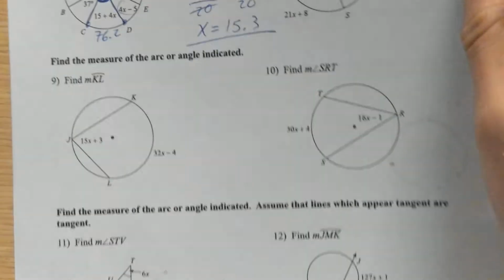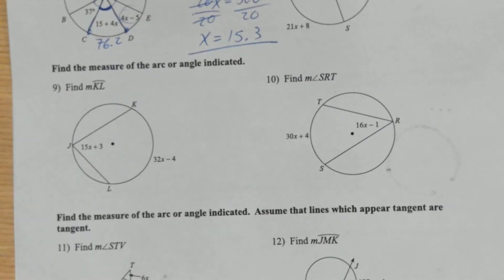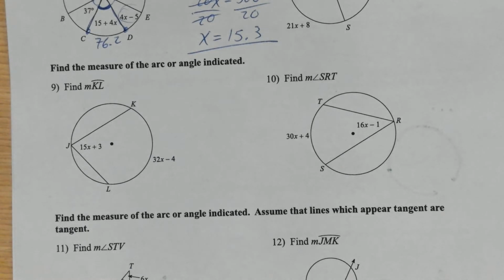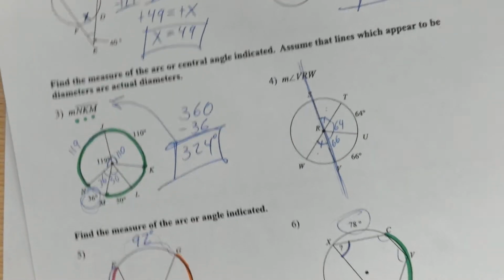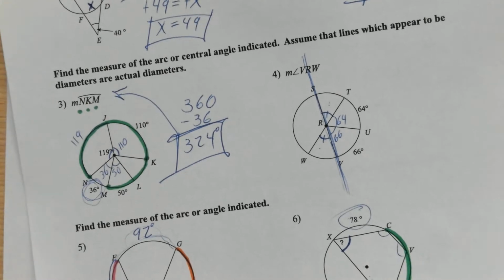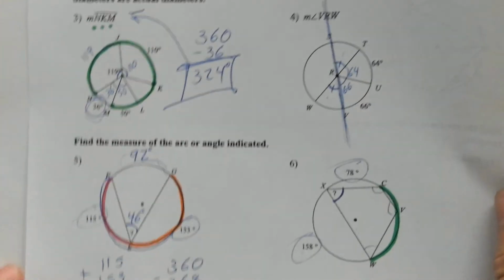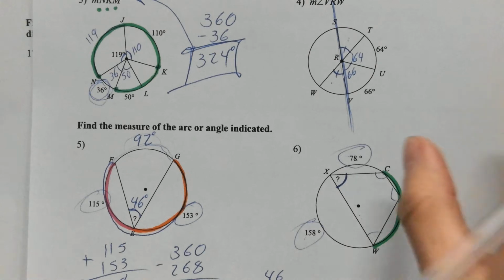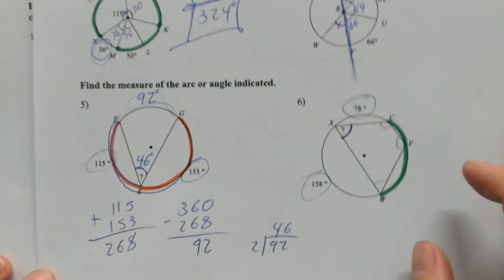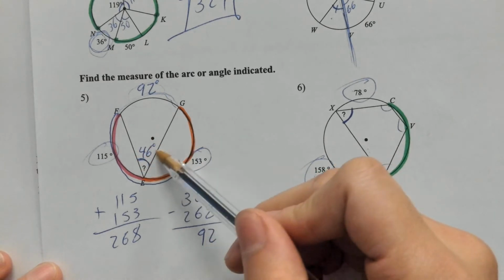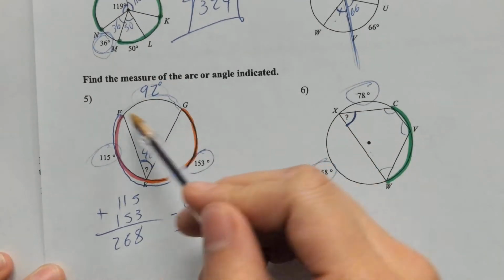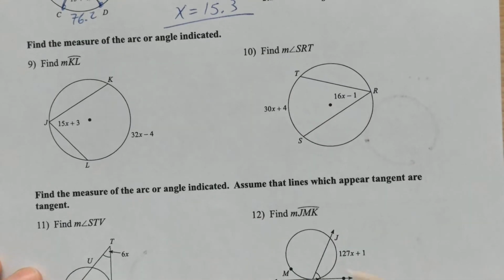Problems 9 and 10. Again, the theorem that we're going to be using is the inscribed angle theorem, like we did here. In this example we used the inscribed angle theorem. Now remember that the angle inside is half of the arc. The arc is twice the angle. So right here, I just want to make use of that equation.